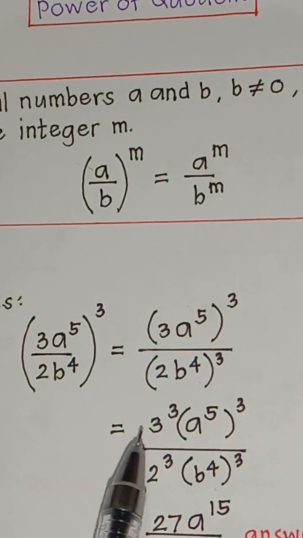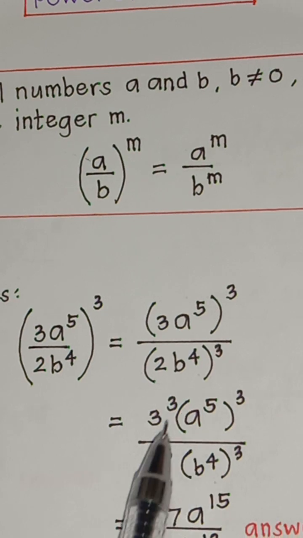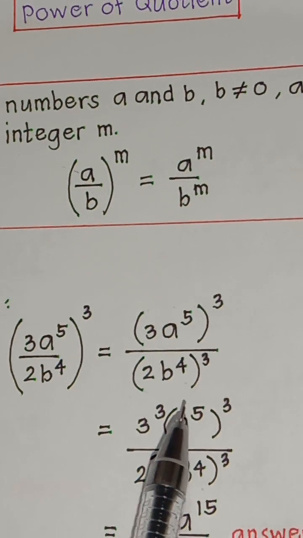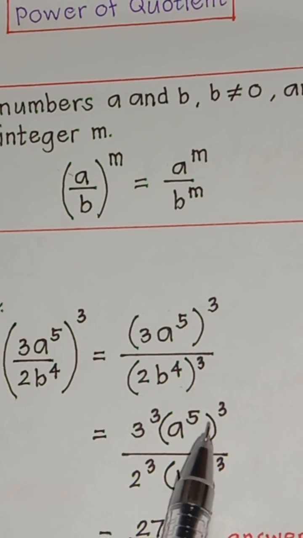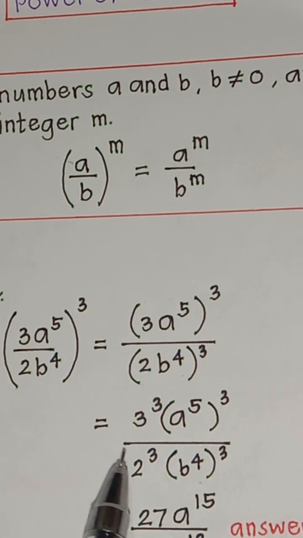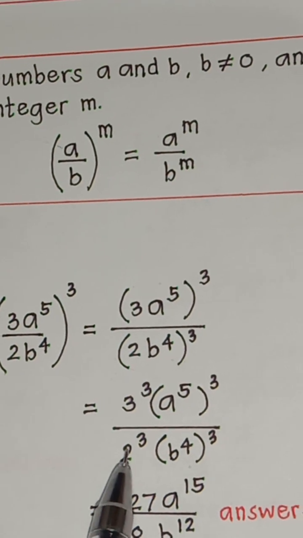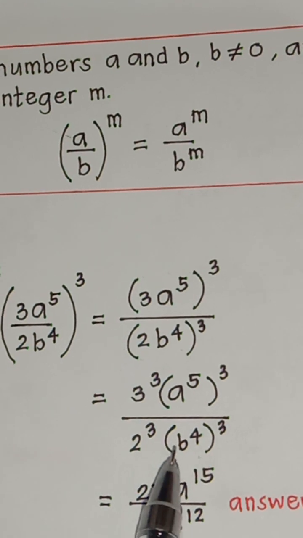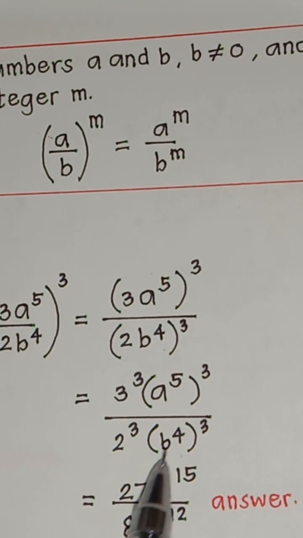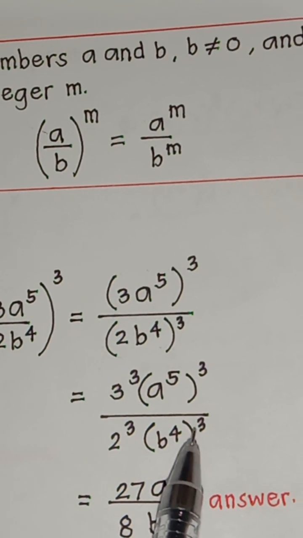So that's equal to 3 raised to the power of 3 multiplied by (a raised to the power of 5) raised to the power of 3, divided by 2 raised to the power of 3 multiplied by (b raised to the power of 4) raised to the power of 3.